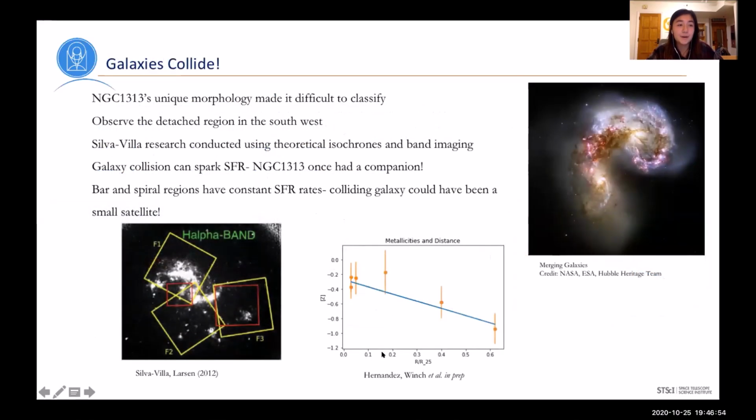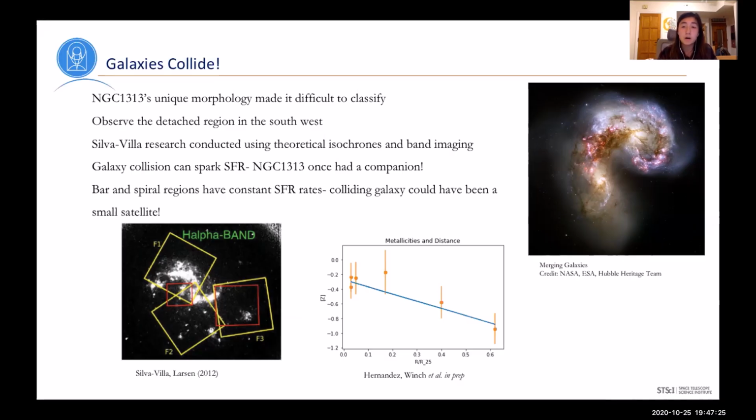And then let's talk about when galaxies collide. In the introduction, I mentioned that NGC 1313 has a very unique appearance. It actually has a detached region in the southwest that does not seem to be a part of the bar or the spiral arms of the galaxy. And it turns out that the southwest experienced a significant increase in star formation.